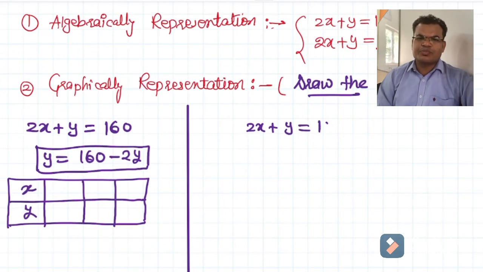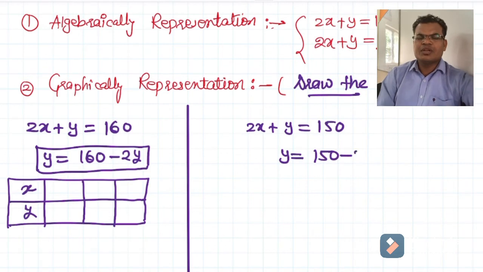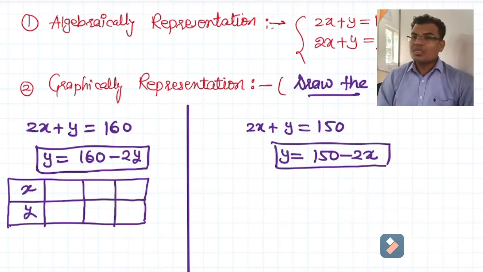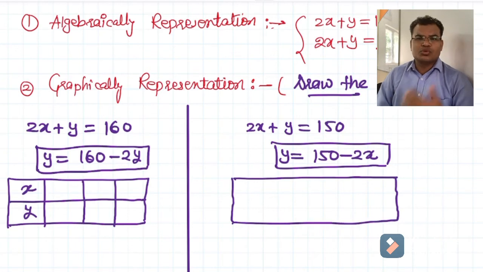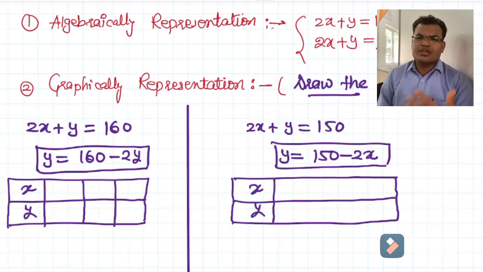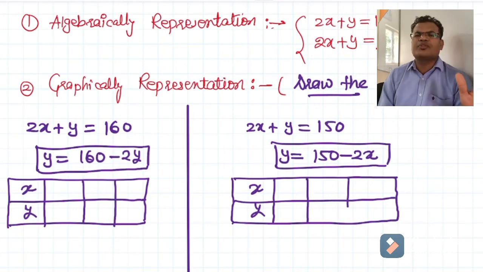Okay, so 2x plus y equals 150. This is the second equation we are writing here, and y equals 150 minus 2x. Now guys, one by one you just put the values, whatever you want to put. x equals 200, 300, 400, whatever you want to put here, guys. Because you are free to put the values.